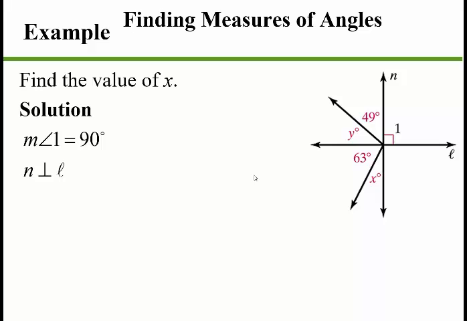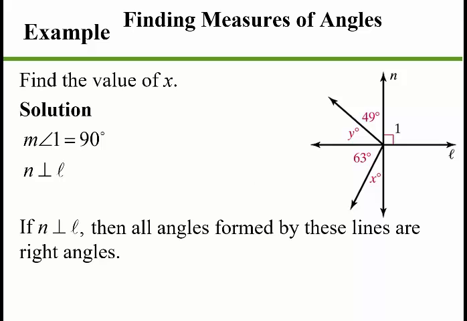We see that N is perpendicular to L. So if N is perpendicular to L, then all angles formed by these lines are right angles. Great. So we have 63 plus x has to equal 90 degrees. Subtract the 63 over, and x just has to be 27 degrees.